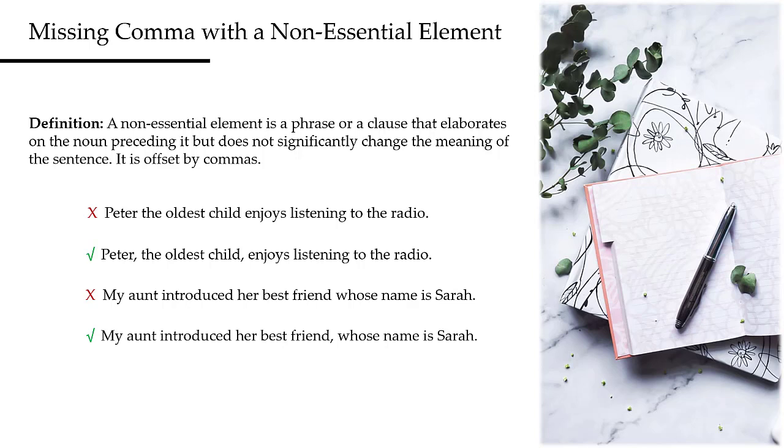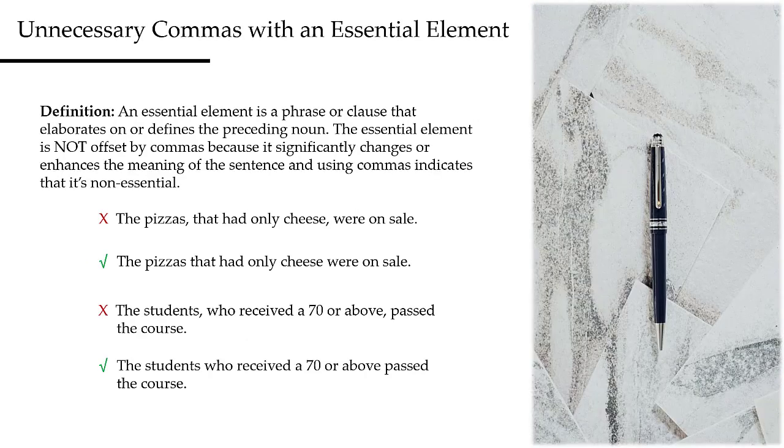It's still a complete thought when we say my aunt introduced her best friend. So in this case, we set it off with a comma: my aunt introduced her best friend, comma, whose name is Sarah. Now, the flip side of that is that sometimes we do have essential elements. That is information that would change the meaning if we took it out. And in that case, we don't use a comma. We don't want to set it off as a parenthetical element.